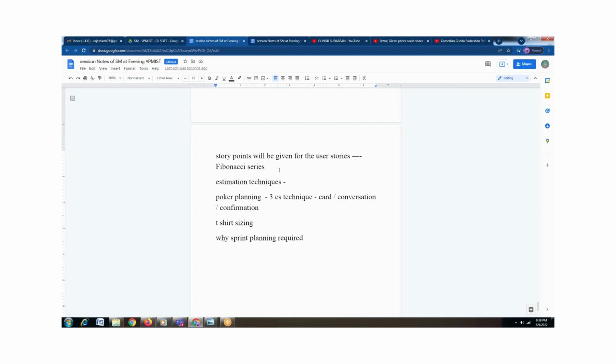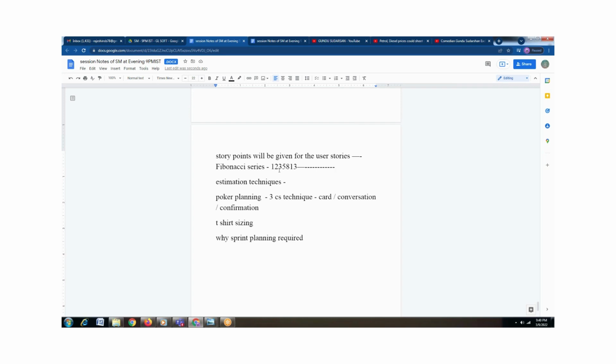Now whenever we have created a user story, story points will be given on the Fibonacci series, as I mentioned: 1, 2, 3, 5, 8, 13, etc. This is how generally the story points will be given. Now there must be a commonality among the people who are working.